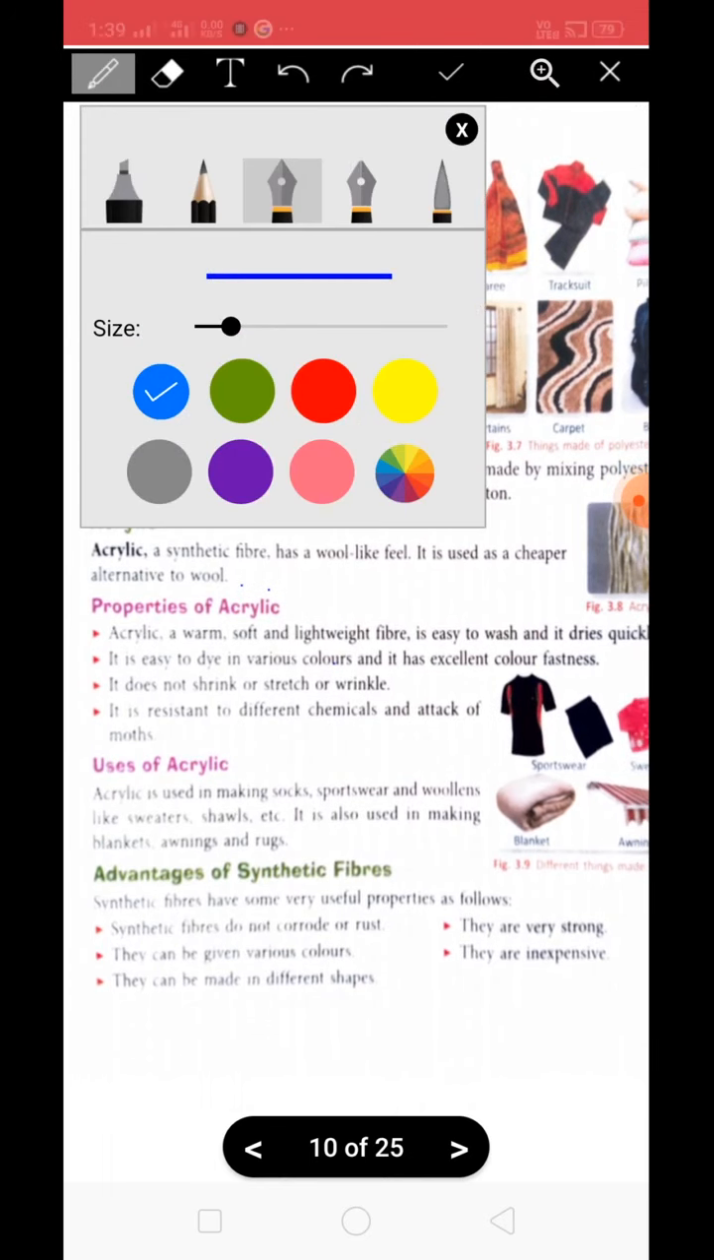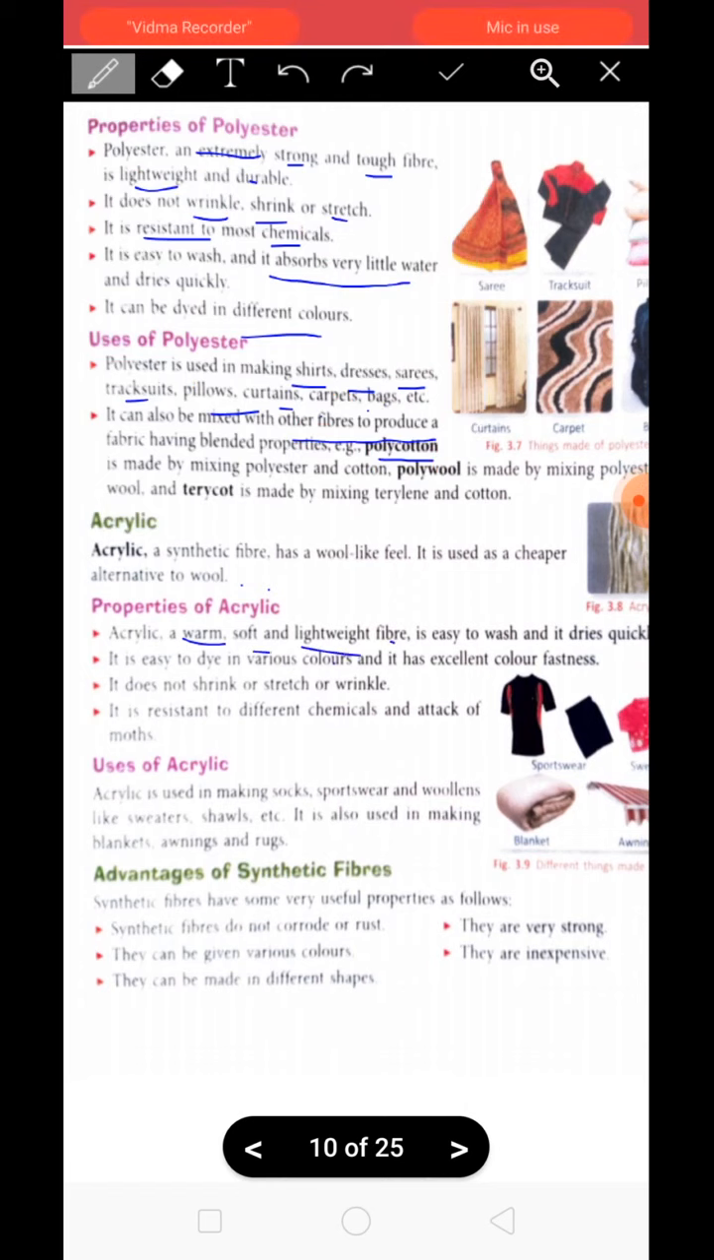Now what are the properties of acrylic? You can see over here, acrylic is a warm, soft, lightweight fabric, exactly like wool. It is easy to wash and dries up very quickly, because it is a synthetic fiber. It can be easily dyed in various colors. When you go to the market to buy a sweater during winters, you have a variety of colors, because these synthetic fibers can be dyed into various colors.